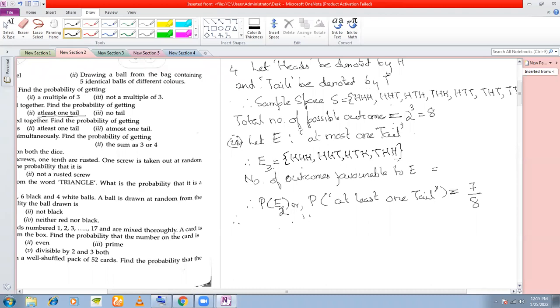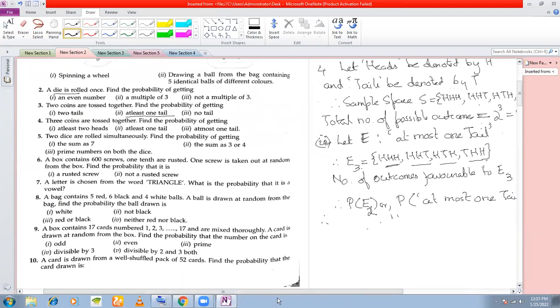So if you see all these, HHH has no tail, right? HHT has one tail. This has one tail. This has one tail. So we have taken everything. So how many outcomes in E3? There are 4 outcomes in E3. So therefore, what is the probability of at most one tail? 4/8, which is equal to half, right? So that answers the third question also. Okay.